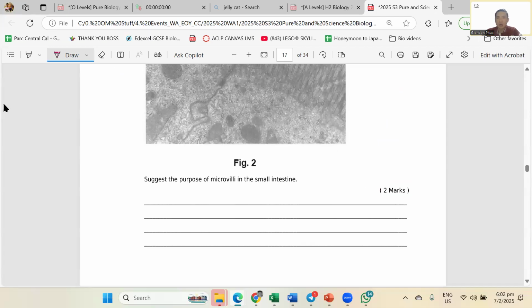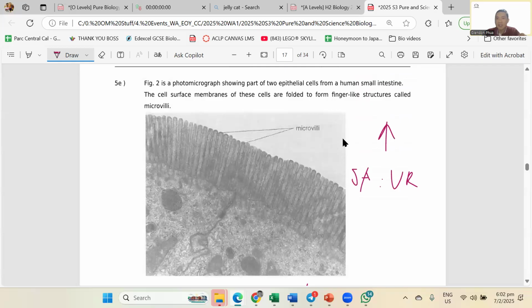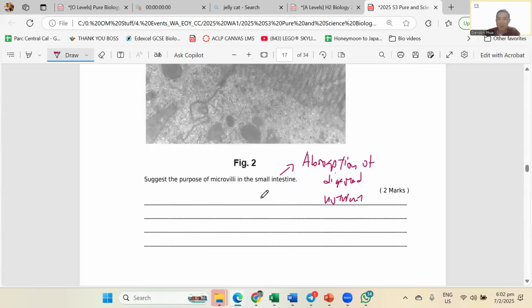Go back to this. What is the original function of the small intestines? Original function is what? Absorption of digested nutrients. So for 2 marks, what are the two key ideas? I have a lot of microvilli to do what? First idea, increase the surface area to volume ratio. Second mark, so that there is more efficient absorption of digested nutrients. And that is all. So easy?